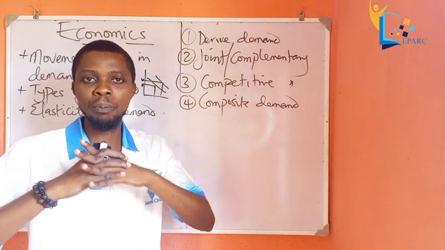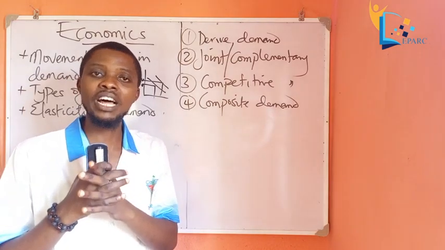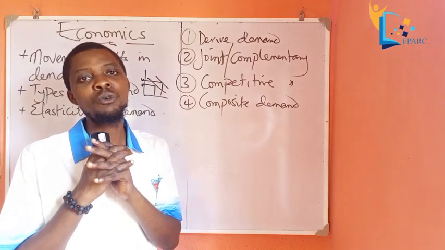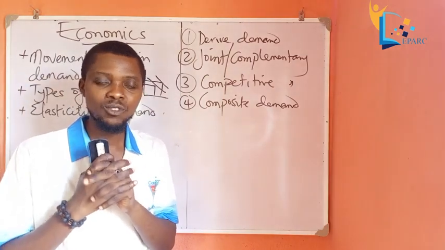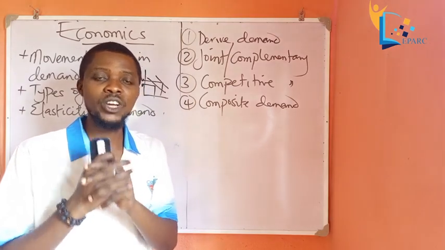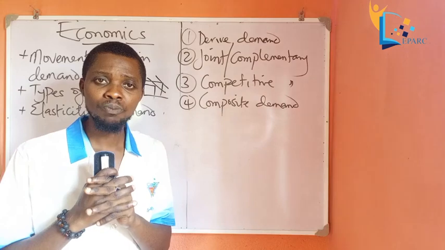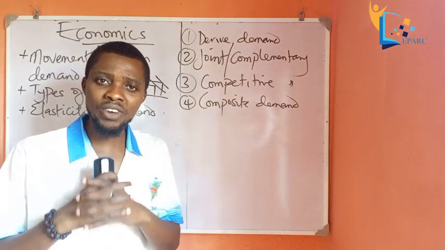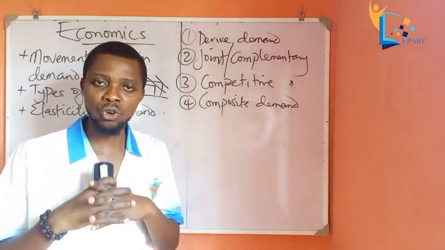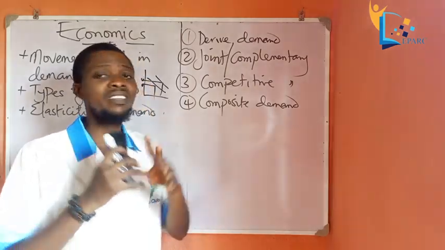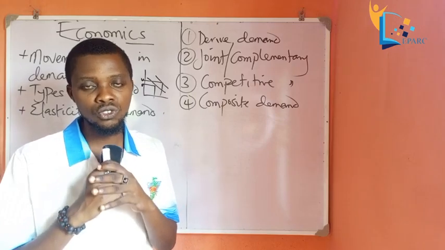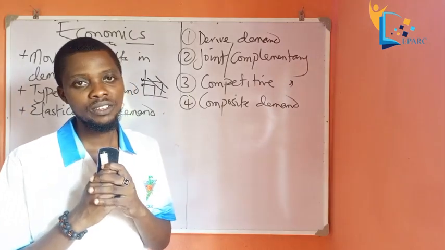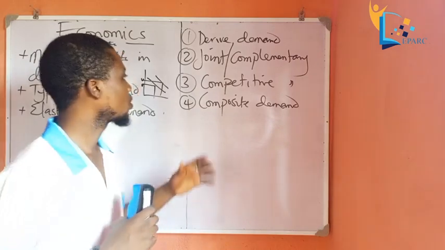A perfect example is your petrol, your fuel, and your car. Even though you buy a car today, you can't drive it around town without fueling it. You must fuel your car before it can be useful to you. So if you're demanding a vehicle, you must demand fuel, because they are joint commodities, joint goods. You can't use one without the other. Do you understand it? All right.